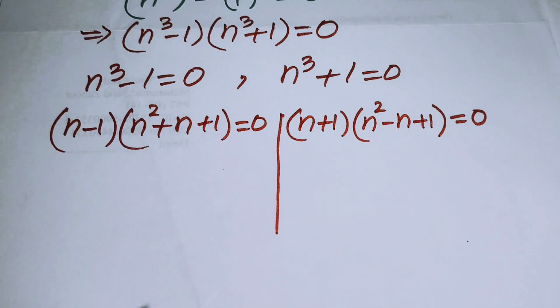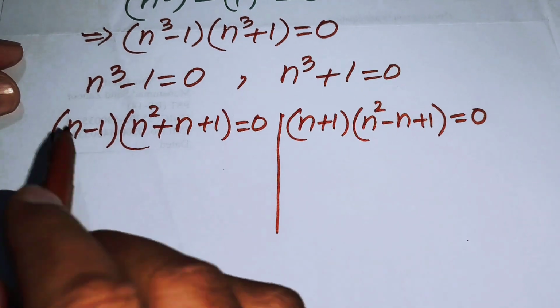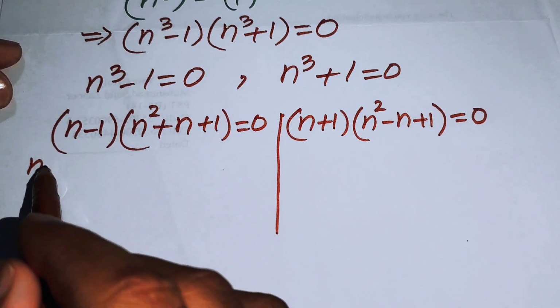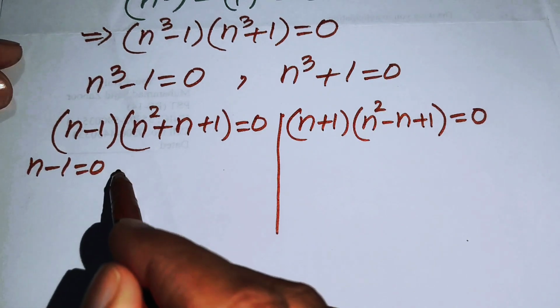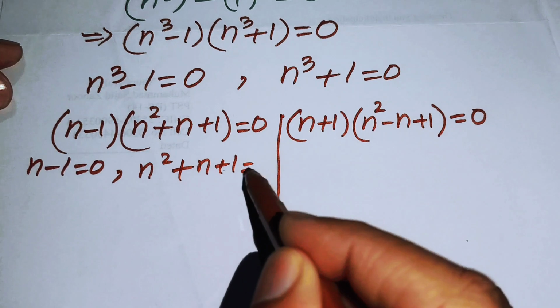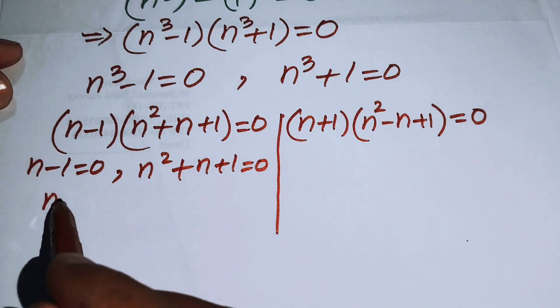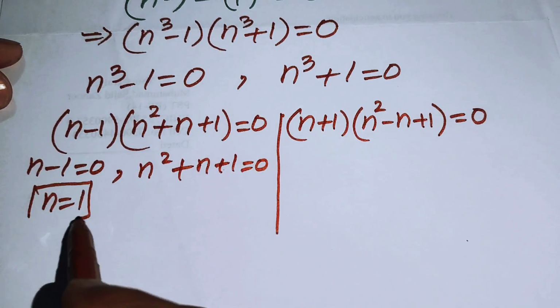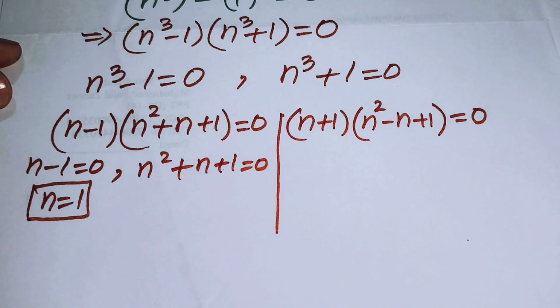So these are the two cases, and now we will solve both of these cases. So here again you write n minus 1 equals 0, and we write n squared plus n plus 1 equals 0. So here you obtain the value of n equals 1. So this is the first root of the given equation.